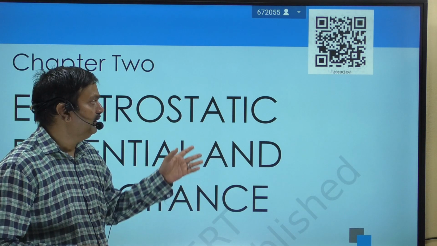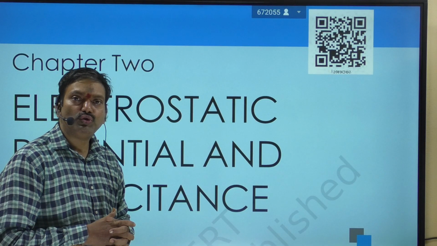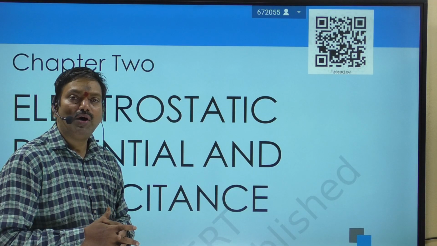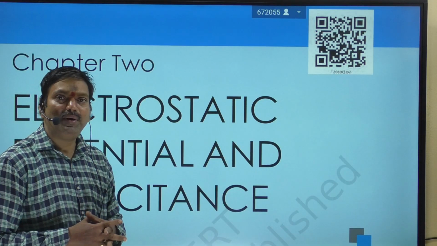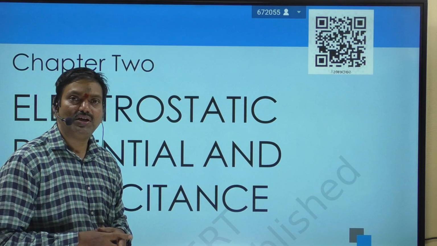So this is actually very useful for the students who are going to appear in IP exams, as well as for students who are going to appear for competitive exams as well. So let us have a brief discussion on the same topic, electrostatic potential and capacitance.